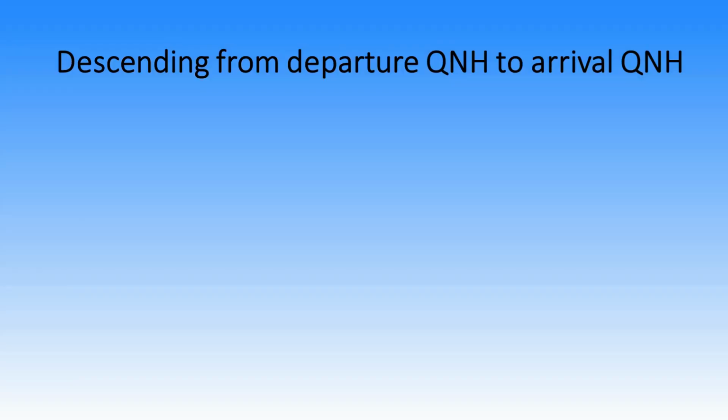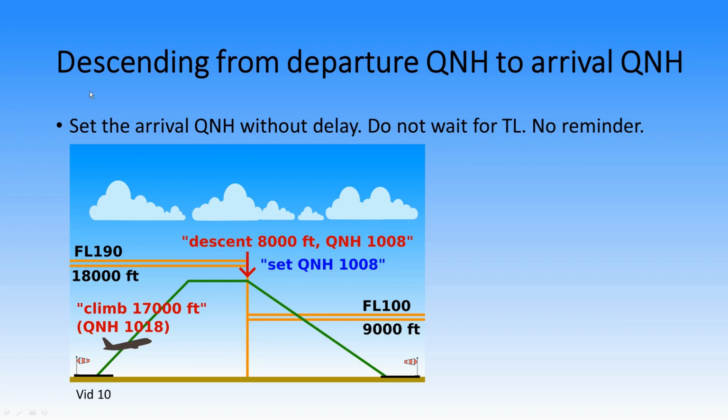Next, descending from a departure QNH to an arrival QNH, and again this is a somewhat unusual situation. You want to set the arrival QNH without delay once you are clear to another altitude. Do not wait for the transition level, and also the problem with this is there's no reminder. Again, if you fly an Airbus aircraft, the display will flash QNH or standard respectively as a reminder, but you will not get this in this case.